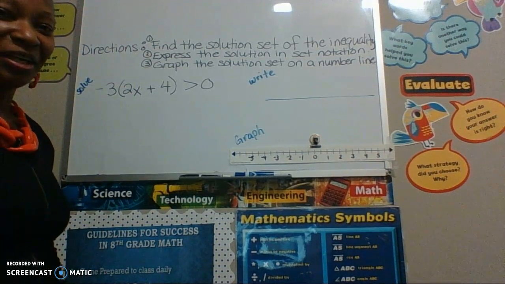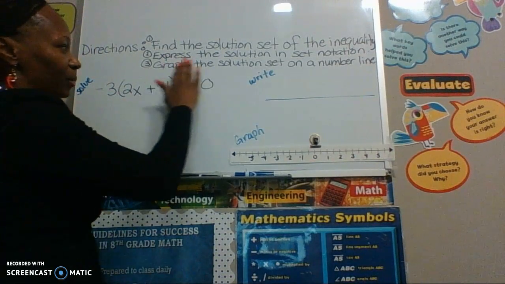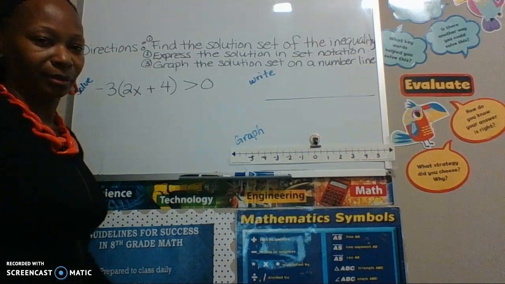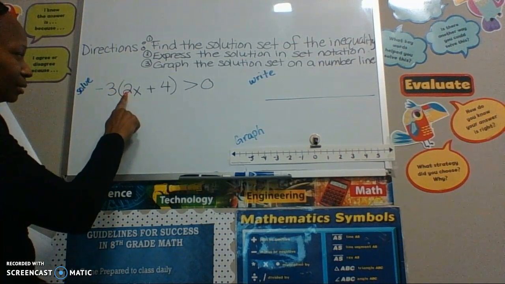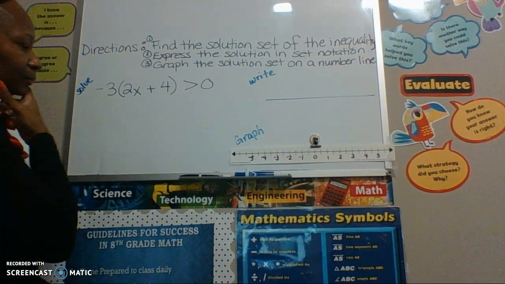Hi guys, today I'm going to show you how to find the solution set of an inequality, then express that solution in set notation, then graph that solution set on a number line. So here I have -3(2x + 4) > 0.